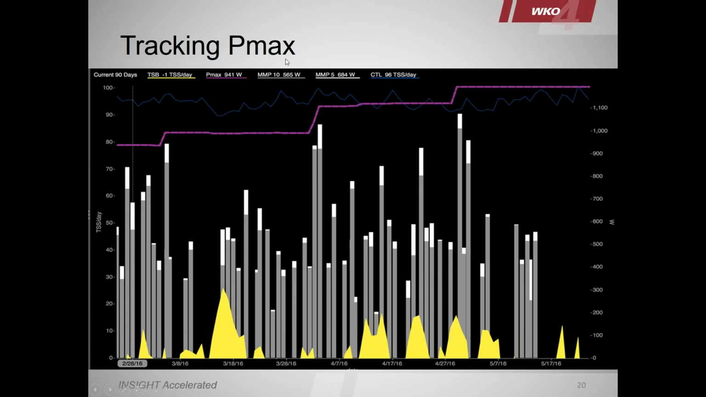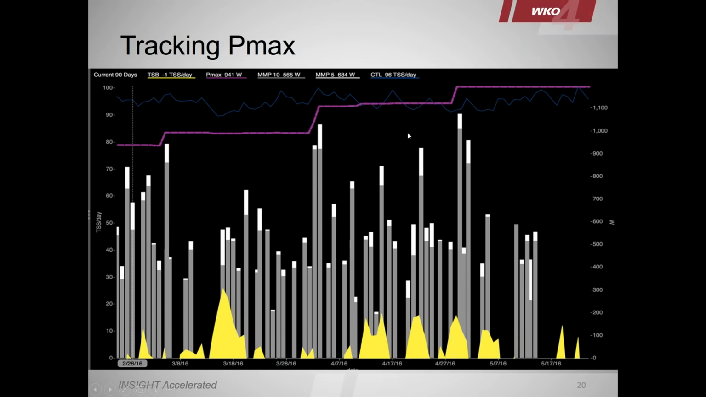This is a tracking of Pmax. The purple line is Pmax. The blue line is CTL. The yellow area is TSB. And gray and white are 10-second max and 5-second max. Oftentimes, to be more specific, I might put the person's edge number in there, so MMP13. I'll just tweak this slightly for an example for the group.